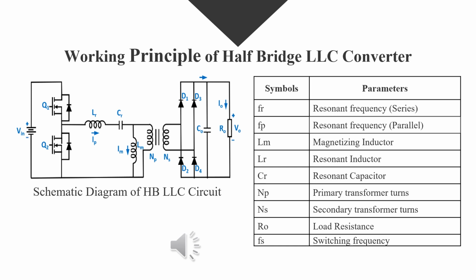through the transformer. The transformer's primary winding receives a bipolar square wave voltage. This voltage is transferred to the secondary side, with the transformer providing both electrical isolation and the turns ratio to deliver the required voltage level to the output.